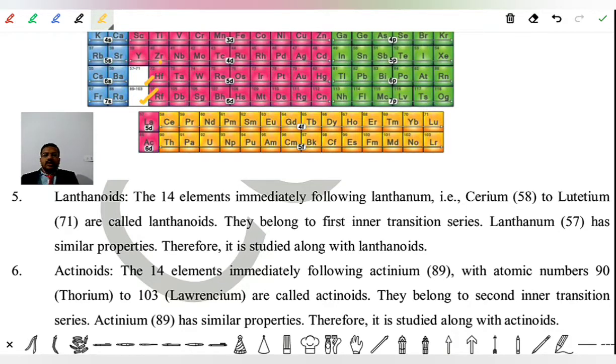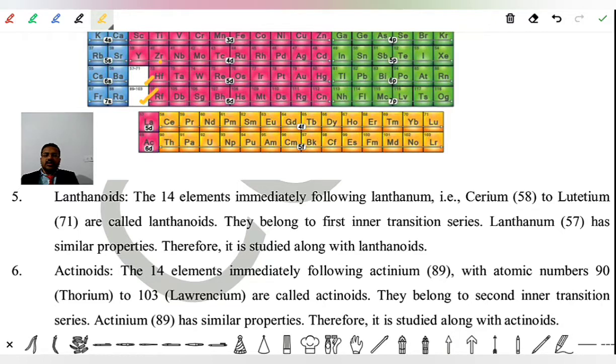Okay. Now we will discuss lanthanoids and actinoids in detail. Lanthanoids, the 14 elements immediately following lanthanum, that is cerium with atomic number 58 and lutetium with atomic number 71, are called lanthanoids. They belong to the first inner transition series. Lanthanum with atomic number 57 has similar properties, therefore it is studied along with lanthanoids.